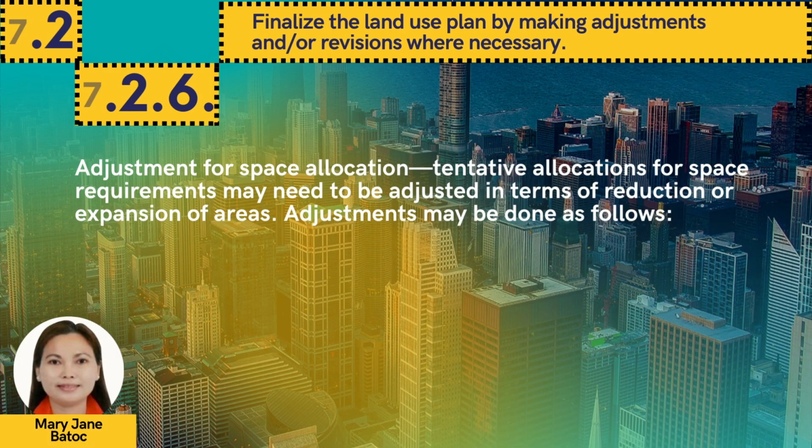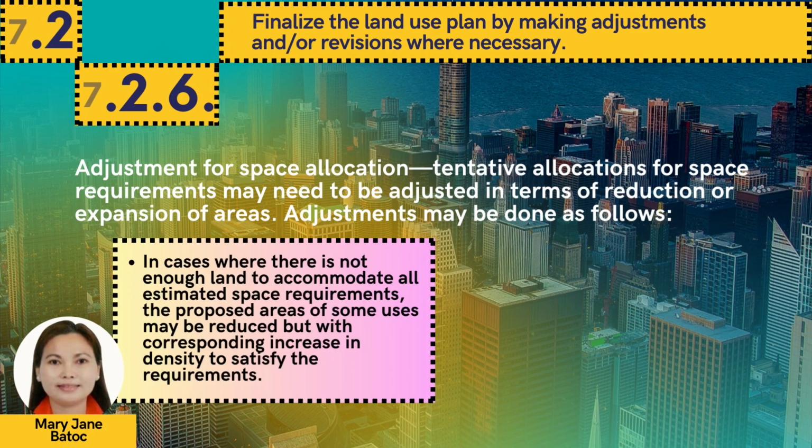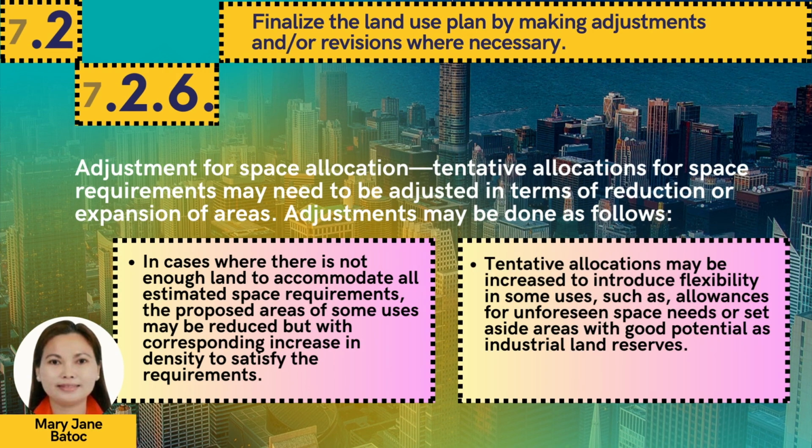Adjustment for space allocation. Tentative allocations for space requirements may need to be adjusted in terms of reduction or expansion of areas. Adjustments may be done as follows. In case there is not enough land to accommodate all estimated space requirements, the proposed area of some uses may be reduced but with a corresponding increase in density to satisfy the requirements. Tentative allocation may be increased to introduce flexibility in some uses, such as allowances for unforeseen space needs or set aside areas with good potential as industrial land reserves.